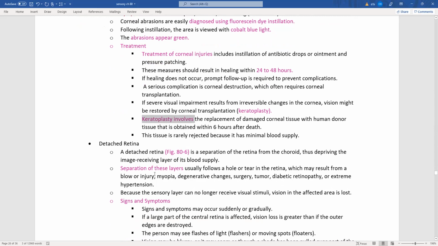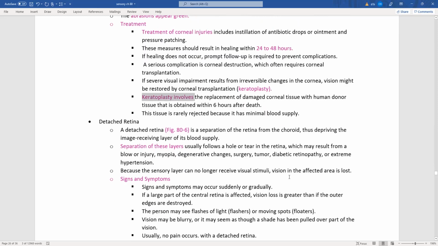Separation of these layers usually follows a hole or tear in the retina, talking about detached retina, which may result from a blow or injury, myopia, degenerative changes, surgery, tumor, diabetic retinopathy, or extreme hypertension. Because of the sensory layers, they can no longer receive visual stimuli. Vision in the affected area will be lost.